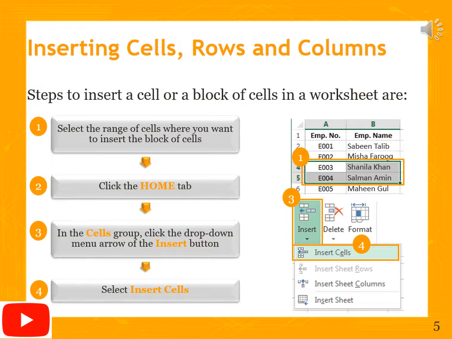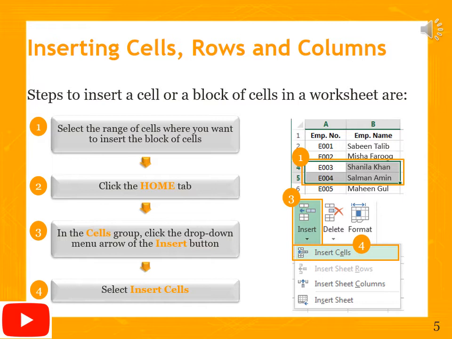It will replicate, double your selection. In the Cells group, click the drop-down menu arrow of the Insert button and select the Insert Cells option. We have here 4 options: Insert Cells, Insert Sheet Rows, Insert Sheet Columns, Insert Sheet. Insert Sheet will insert the whole sheet. Insert Sheet Columns will insert a whole column, and Insert Sheet Rows will insert the whole row.